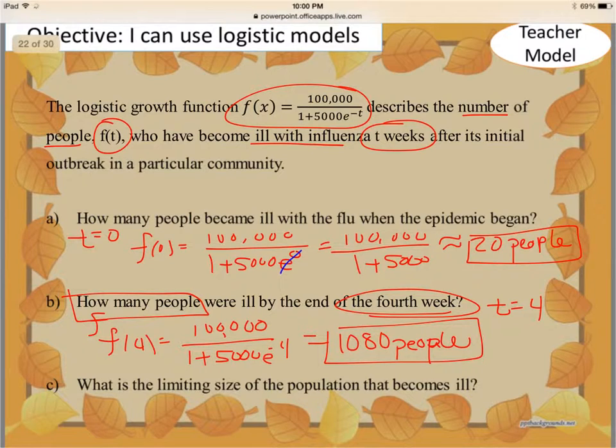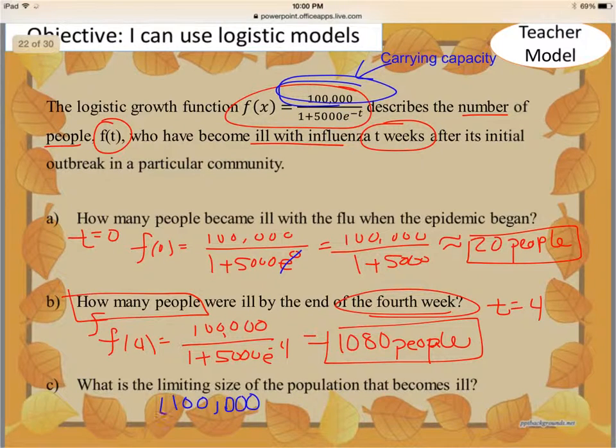And then part C says, what is the limiting size of the population that becomes ill? We can do that problem without doing any calculation, and where we find it is inside that equation. That numerator number is going to be the carrying capacity, and so that number is going to describe the limitations of how many people can become ill. So that is 100,000 people.